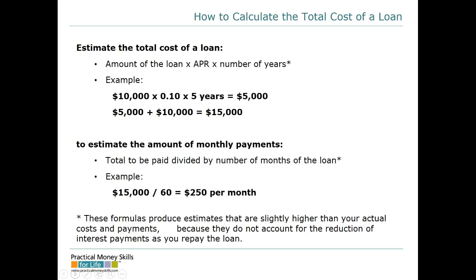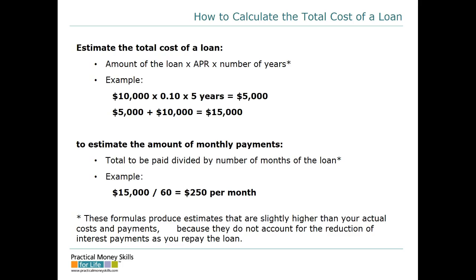This is the second half of Chapter 6, How to Calculate the Total Cost of a Loan. So this is a simple interest formula. It does not include the formula. It's going to be slightly higher than your actual costs and payments because it doesn't account for when you reduce your interest payments as you repay.